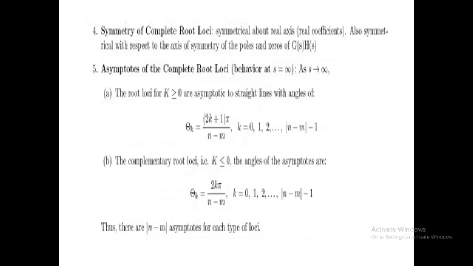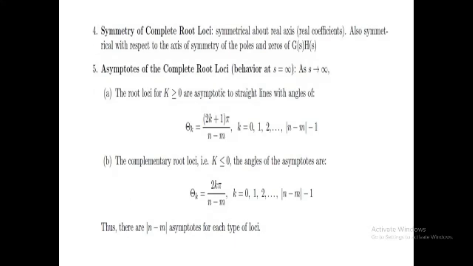The complete root loci are symmetrical about the real axis for real coefficients. They are also symmetrical with respect to the axis of symmetry of the poles and zeros of G(s)H(s). The next point is the asymptotes of the complete root loci, that is, the behavior as s tends to infinity.